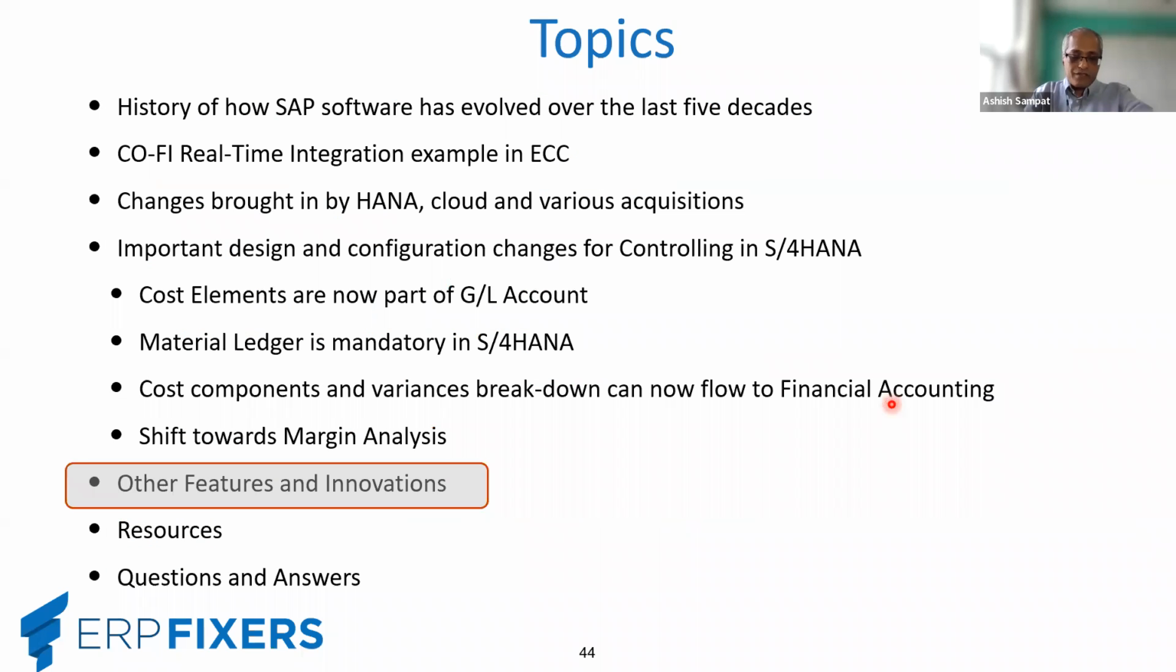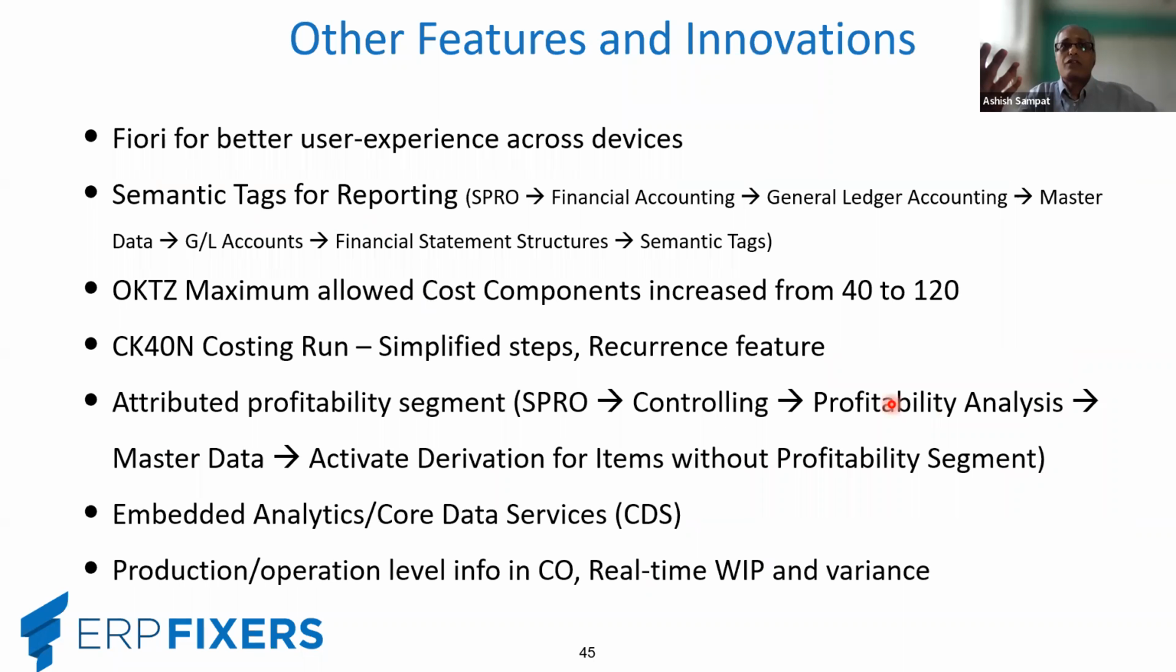So let's look at other features and innovation, and we can spend a few minutes on questions. Several good features available. One is, of course, Fiori, and we have an example coming up. Another one is semantic tags for reporting. So if you want to talk about financial statement version F.01, where we have the GL account details and the balances, there is a way to design it in a flexible way based on semantic tags, and that's again a very good feature. Semantic as in what we say in general terminology, that's the way.